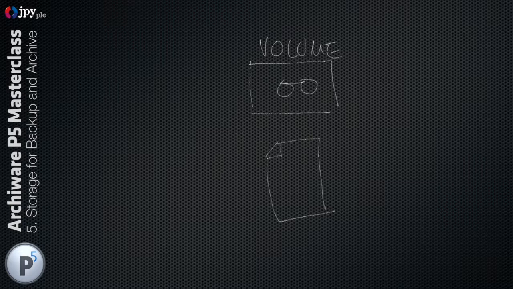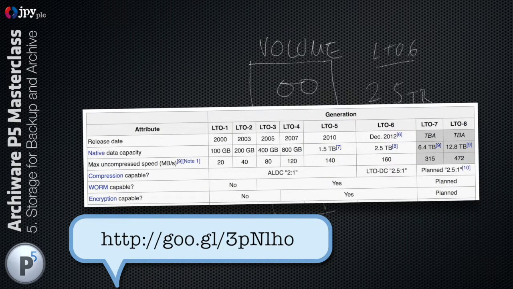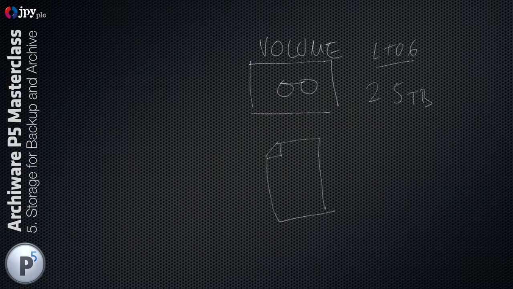Capacity wise, current tape technology, LTO6, gives you 2.5 terabytes of capacity per tape. The link on screen is a Wikipedia page about LTO tape, which has a table showing the capacities for the various different LTO generations. Whereas the disk capacity is really just limited by the amount of storage that you've got, but typically you might make your volume files 500 gigabytes in size.